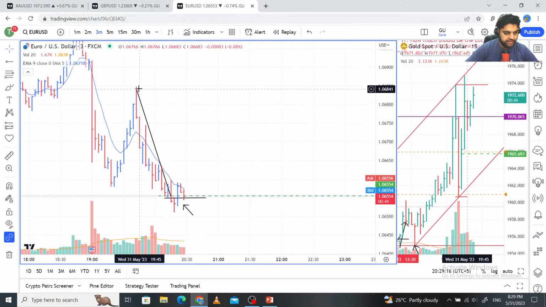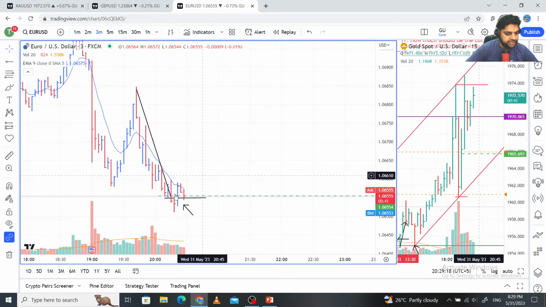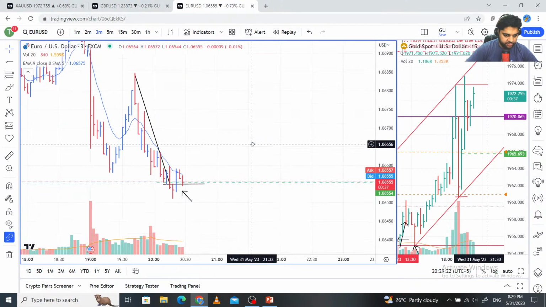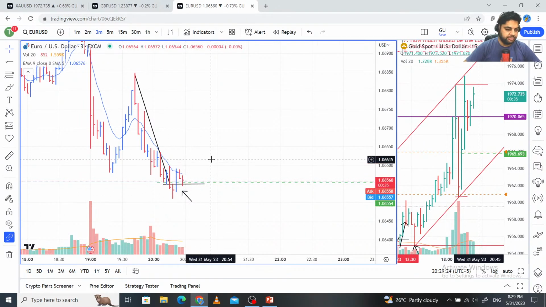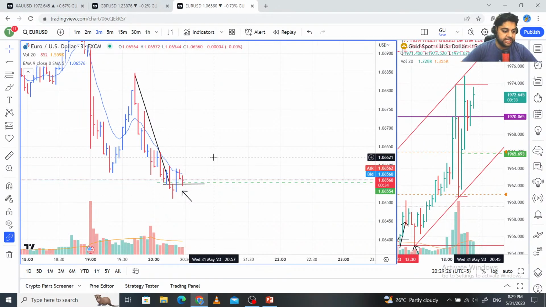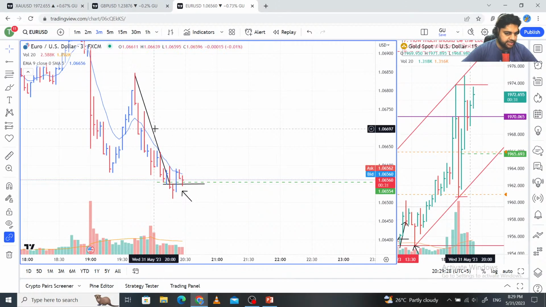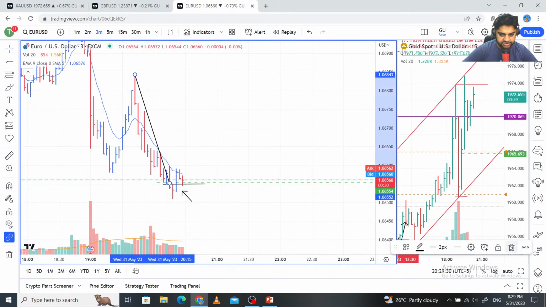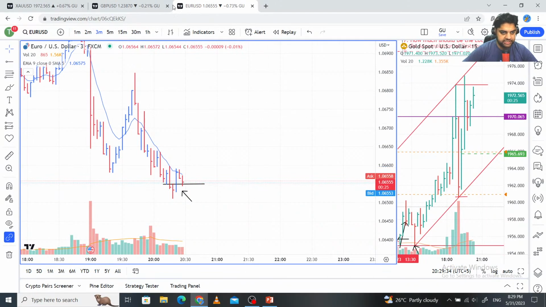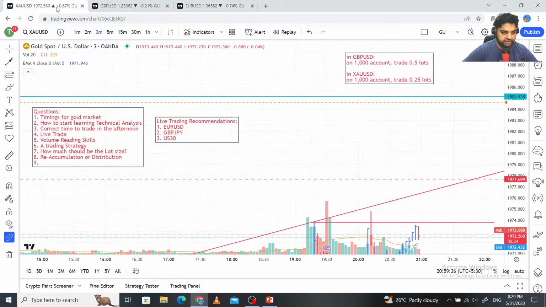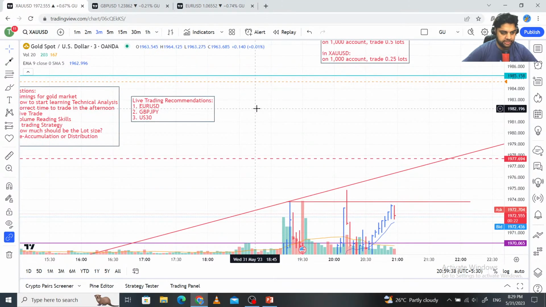I think the market seems to be aggressively downward, so I will not encourage you to buy right now. Stay away from the market right now. If you want to make a day trade, then it is not a good market for the day trade right now, because it is also the night time. So just stay away from the Euro USD currently. It is not a good time.